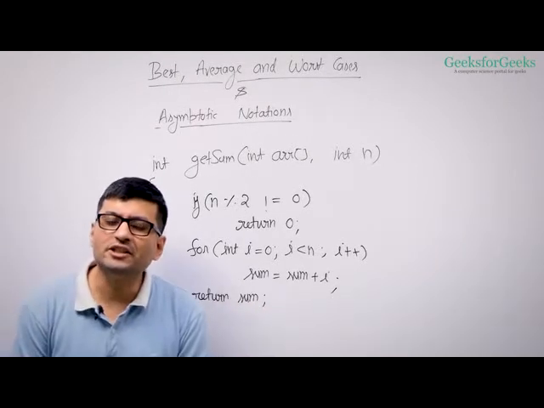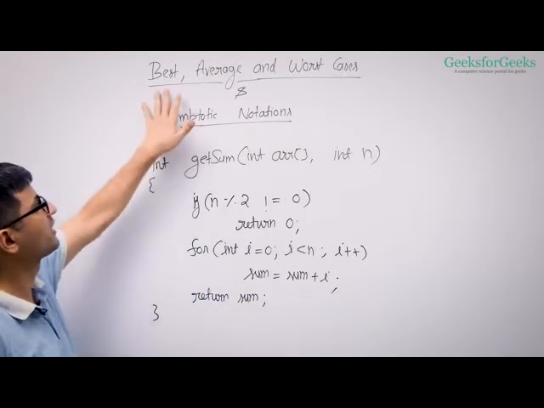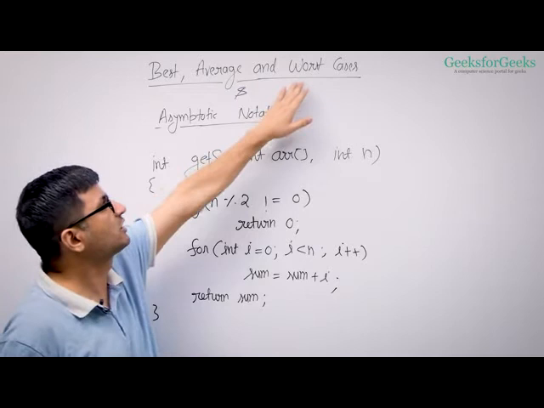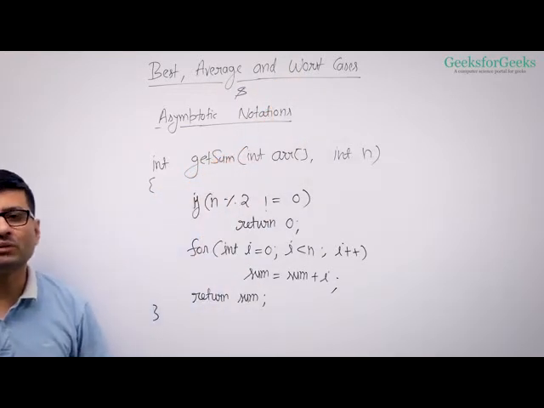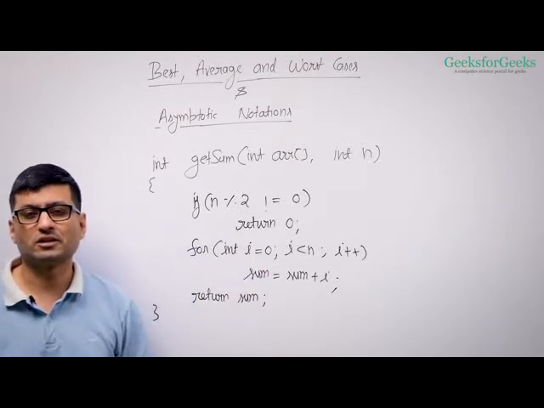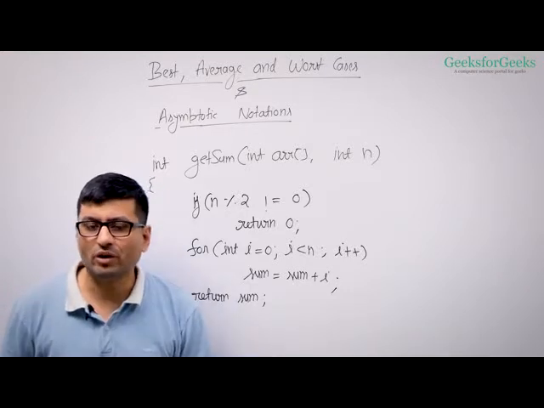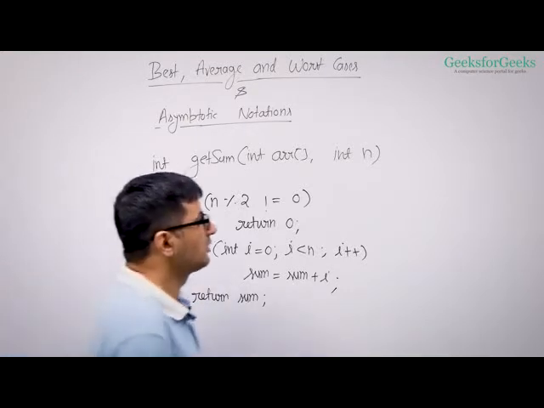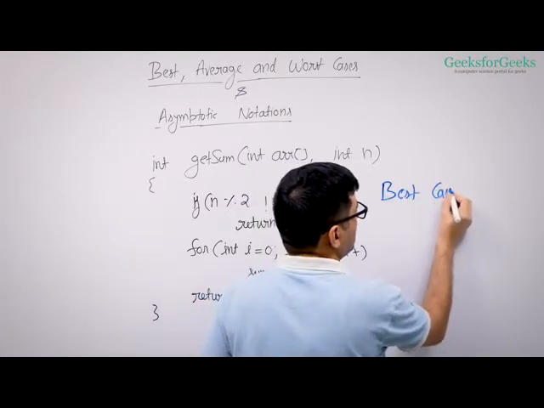So there are multiple cases now. We categorize these cases into 3 cases. One is called best case, one is called average case, and one is called worst case. Let's talk about best case time complexity or best case order of growth for this particular function. What will happen in the best case? In best case, n will be odd and it will take constant time. So order of growth for best case is constant.